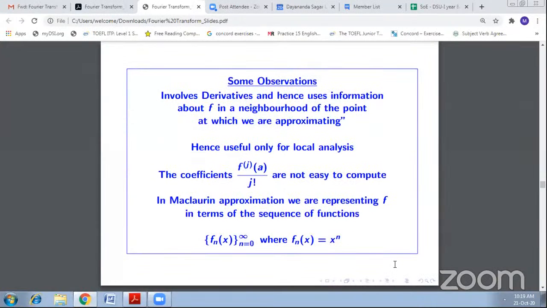Now, in Taylor and Maclaurin, the representation involved derivatives. Derivatives are calculated by taking the limit h tending to 0 in that neighborhood. Therefore, only the values of f in the neighborhood of the point are used, and hence these are useful only for local analysis. They don't worry about what happens far away from that point. Secondly, derivatives are always difficult to compute. So you must remember that Taylor and Maclaurin are good for local analysis and not very good from the point of view of computations. In Maclaurin approximation, essentially we are expanding in terms of powers of x. So the powers of x functions are used as basis functions.